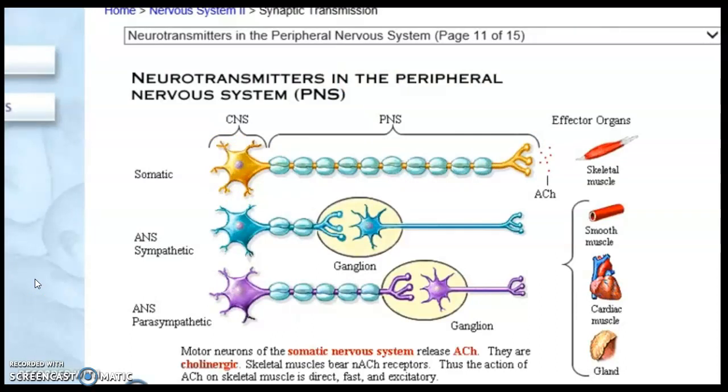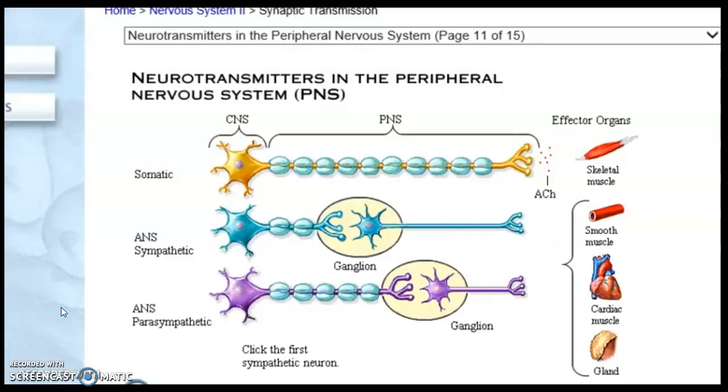Of the somatic nervous system release acetylcholine. They are cholinergic. Skeletal muscles bear NACH receptors. Thus, the action of acetylcholine on skeletal muscle is direct, fast, and excitatory.